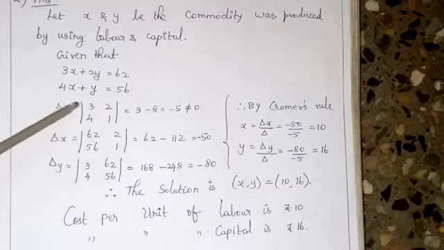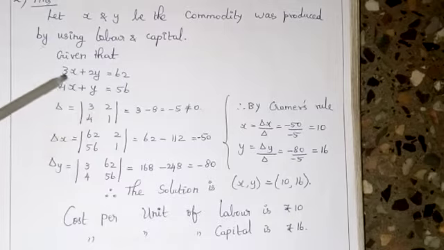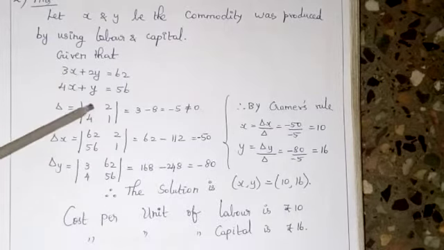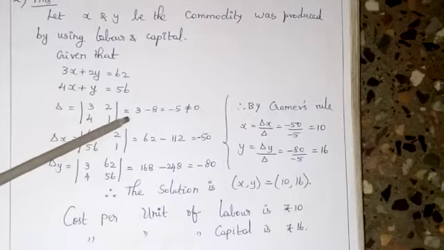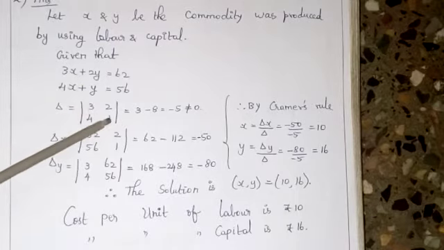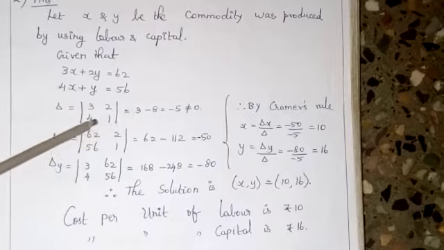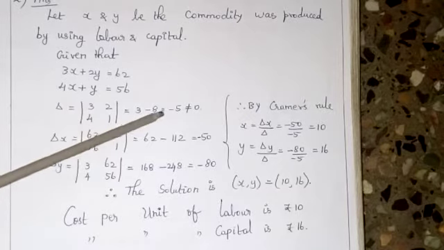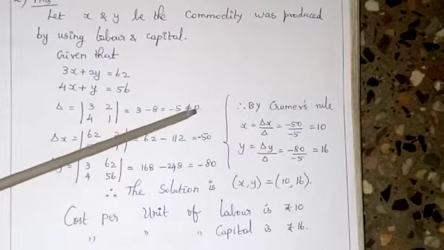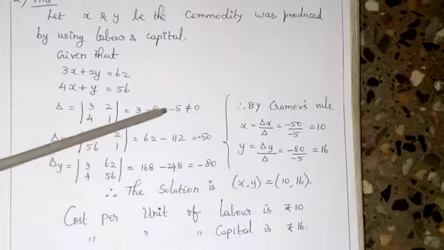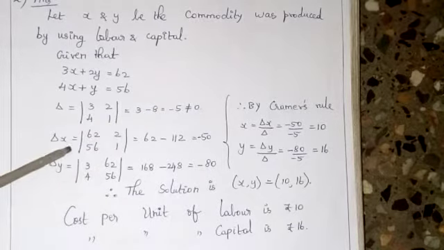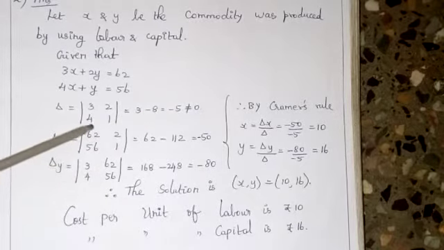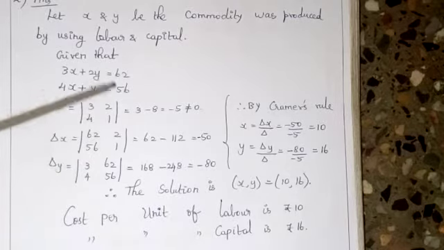So let delta be the determinant of the coefficient matrix. The coefficients of x are 3 and 4, and of y are 2 and 1. So 3, 4, 2, 1. That is equal to, first multiply the leading diagonal, 3 ones are 3, minus 4 twos are 8. This is equal to minus 5, which is not equal to 0. So Cramer's rule is applicable.